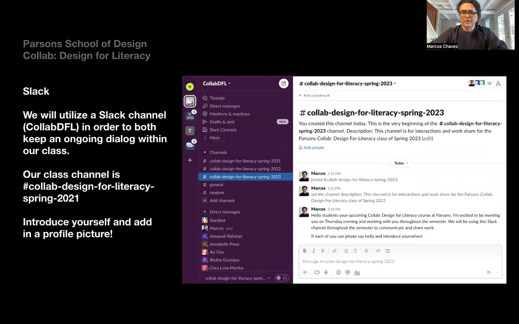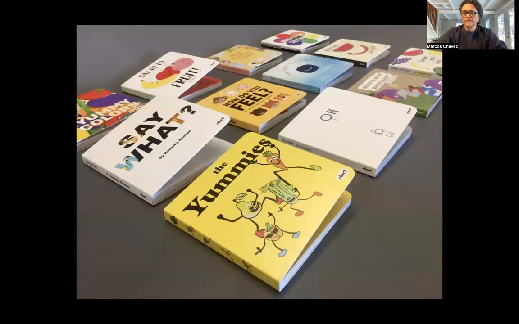Also, just a reminder that we are using Slack as one of our communication tools, as well as email. I'll be sending out messages through email and through Slack consistently, so sign up if you haven't yet.